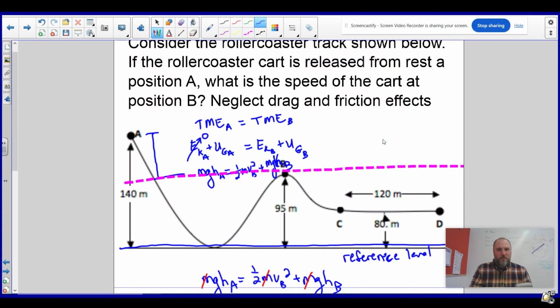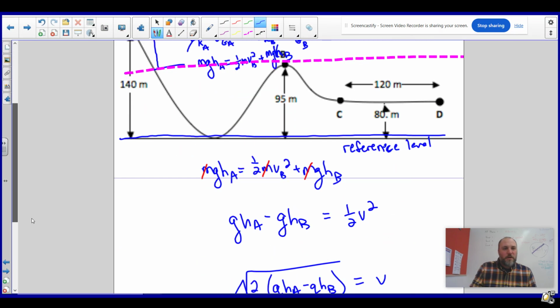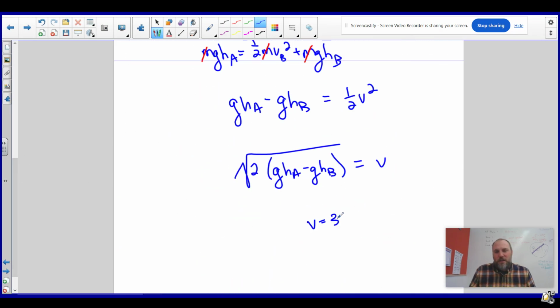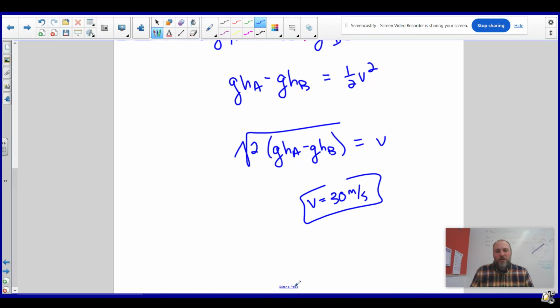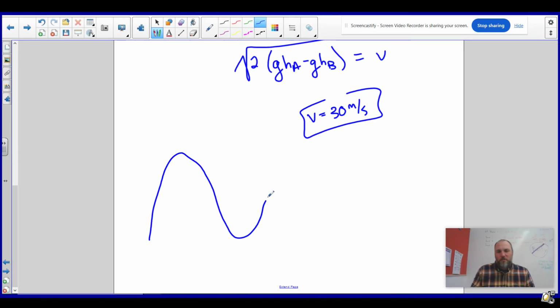minus 10 times 95, and I'm coming up with 30 meters per second for the speed at the bottom, 30 meters per second. Now, if you were clever and you chose your reference level to be right here at the top of position B, then you would have had only gravitational potential energy here at A and only kinetic energy here at B.